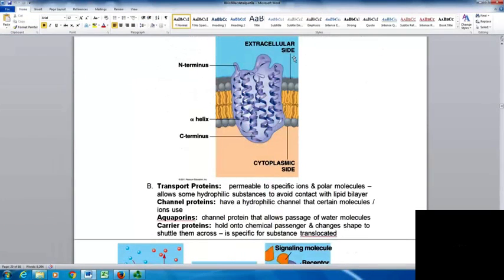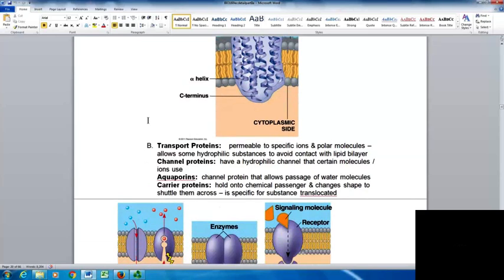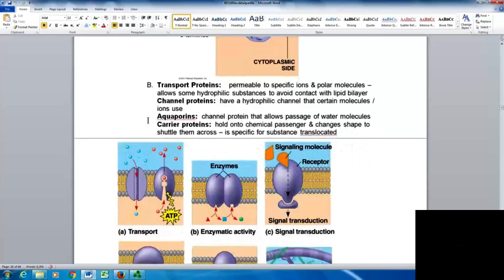So we can see that there is a sidedness to the membranes when we look at this image. Your cytoplasmic side is going to have the C terminus, the N terminus on the extracellular side. Our transport proteins are going to be permeable to specific ions and polar molecules. This is going to allow some of the hydrophilic substances to avoid contact with the lipid bilayer. Channel proteins have a hydrophilic channel. This will allow certain molecules or ions to pass.